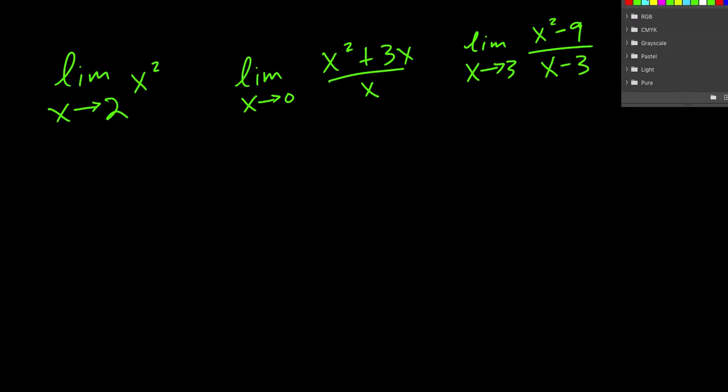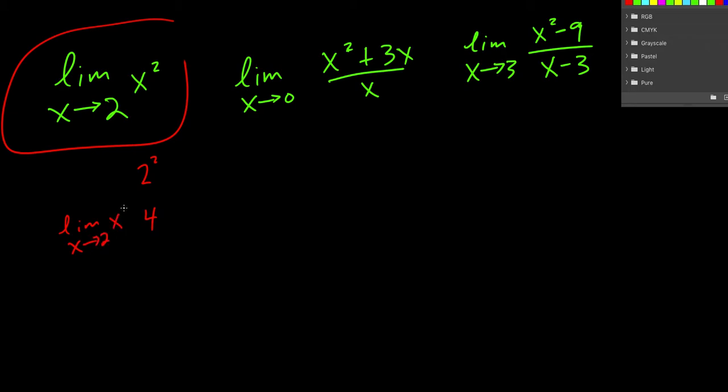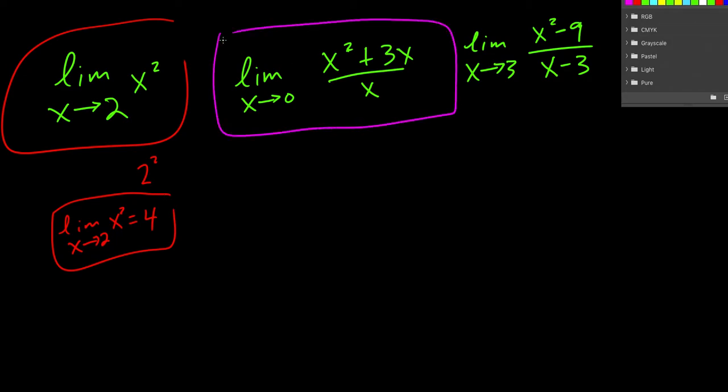Okay, so we're going to do this first one right here. If you can just plug in the limit, that's all you have to do. If it doesn't break any rules like division by 0 or anything like that, you just plug it in. So I just do 2 squared, we get 4, and so the limit as x approaches 2 of x squared is equal to 4.